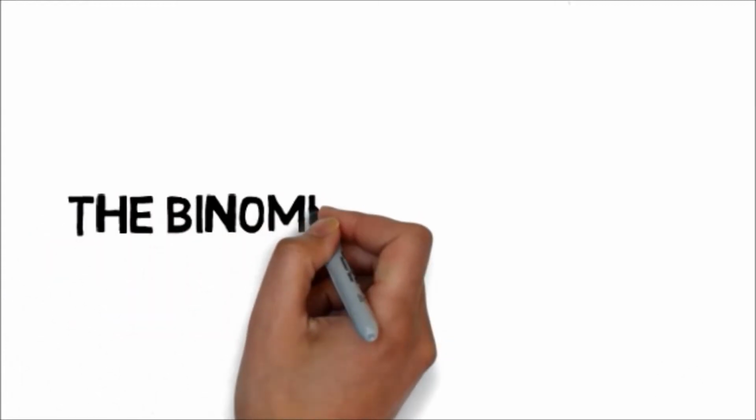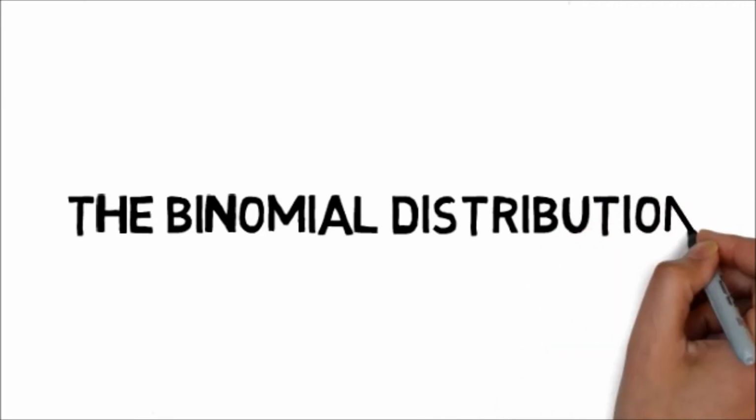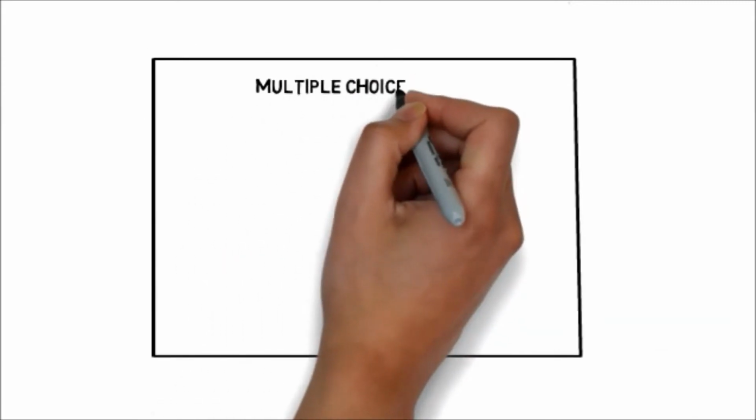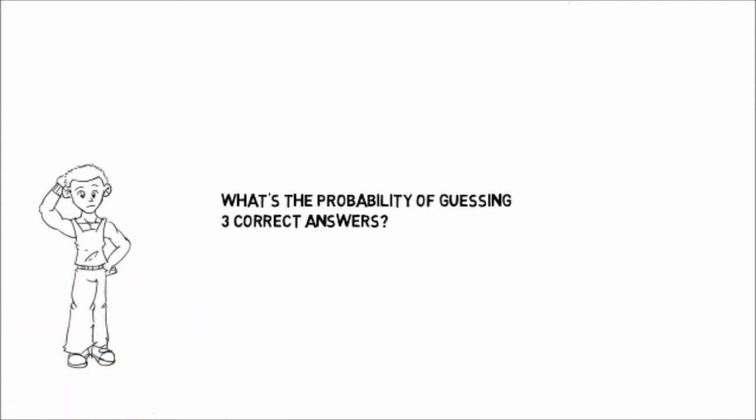Hi, in this tutorial I'm going to cover some examples of the binomial distribution. Let's start with an example. Let's say that a student is taking a multiple choice test in which there are 4 questions, and in each question there are 5 different answers. We want to know what's the probability of guessing 3 correct answers out of the 4 questions.